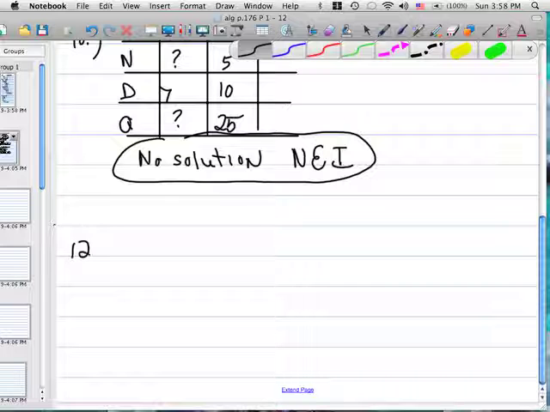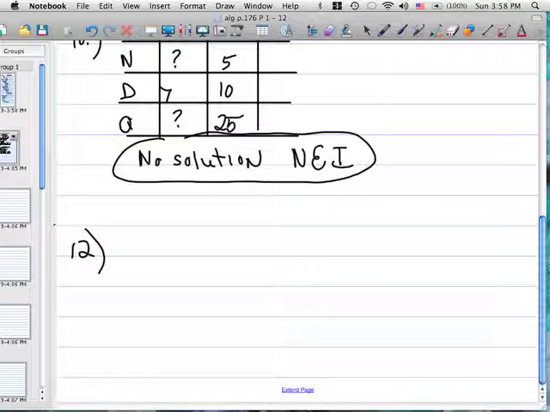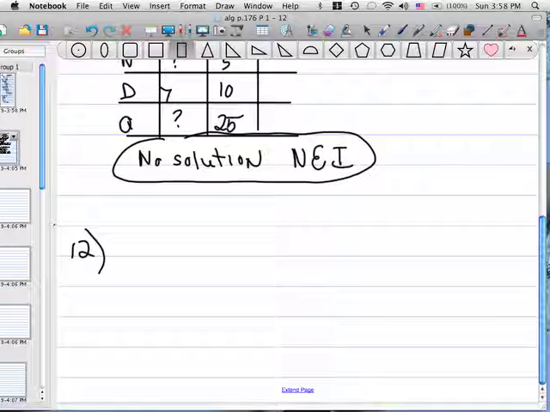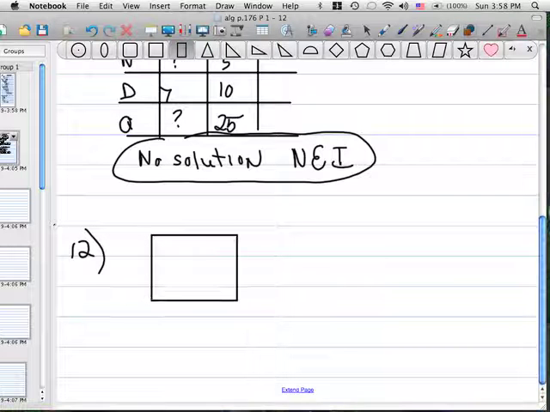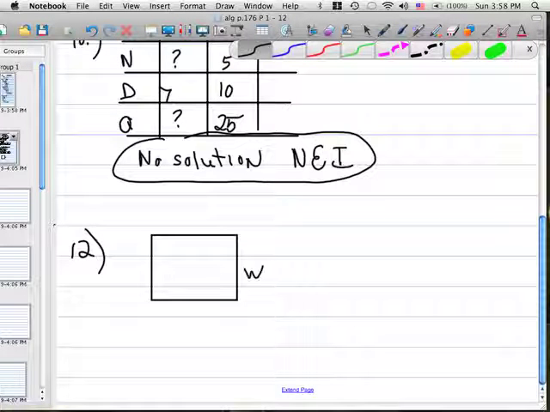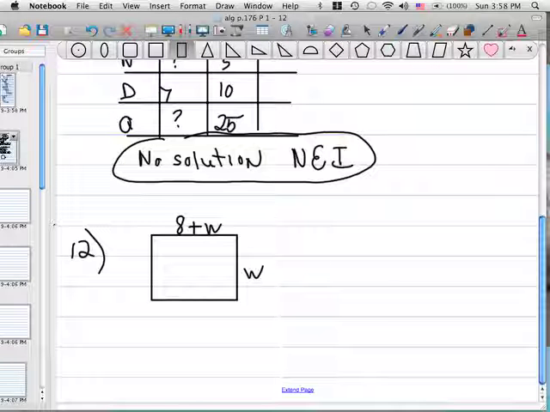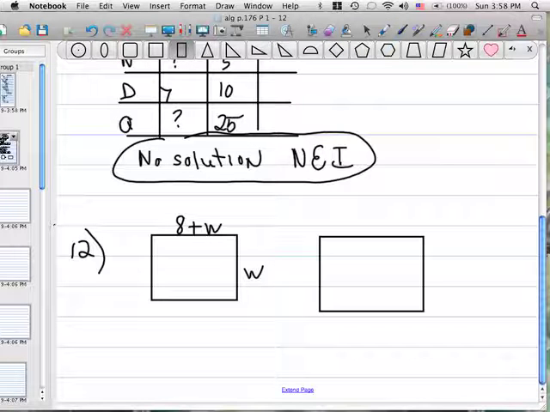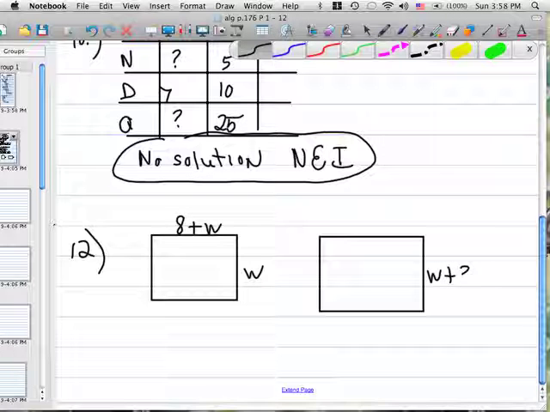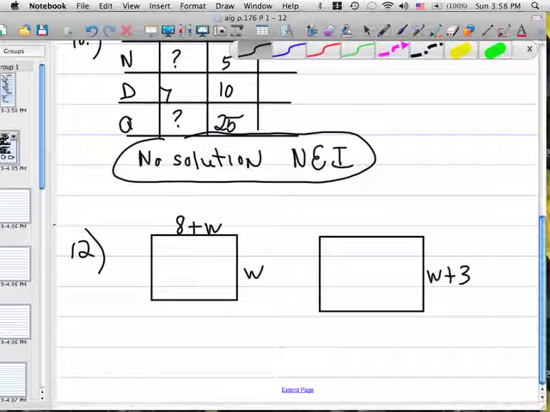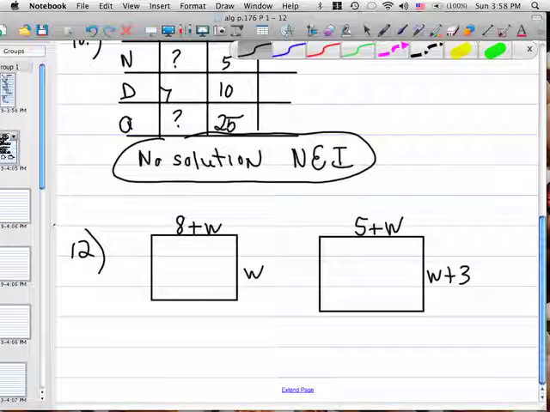And the last problem, number 12. A rectangle is 8 centimeters longer than it is wide. We're building on the width. The length is 8 centimeters longer than it is wide. If the width is increased by 3, so we're getting a new rectangle, the width is increased by 3, and the length is decreased by 3. So if I take 3 away from that, I get 5 plus W. The area is increased by 4 centimeters.